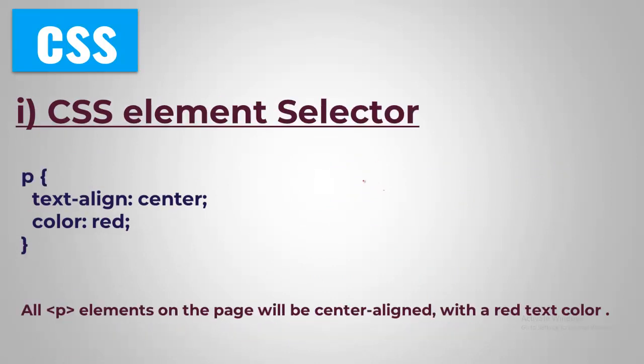This is element selector. We write the name of the HTML element, P, or we can write H1. It will change every P element in the HTML tag. Text to center. It will change every text to center. And color to red. Every element in the HTML will be changed using this element selector.